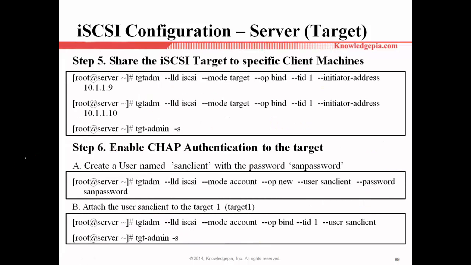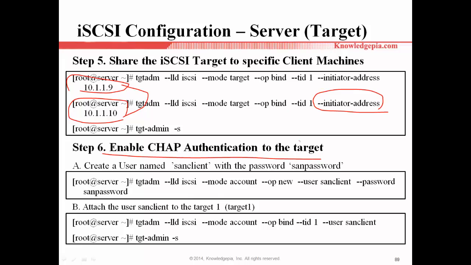Step 5, share the iSCSI target to the specific client machines. So I already told you, in this video, I will use 2 clients. So the first one has this IP address, 10.1.1.9, and the other 10.1.1.10. These 2 IP addresses will be the initiator addresses.